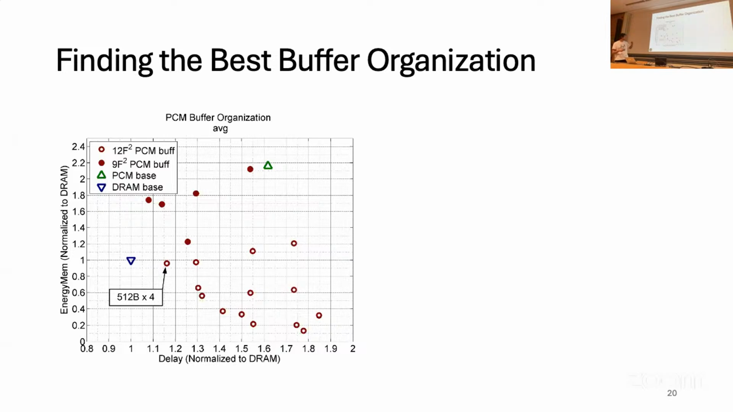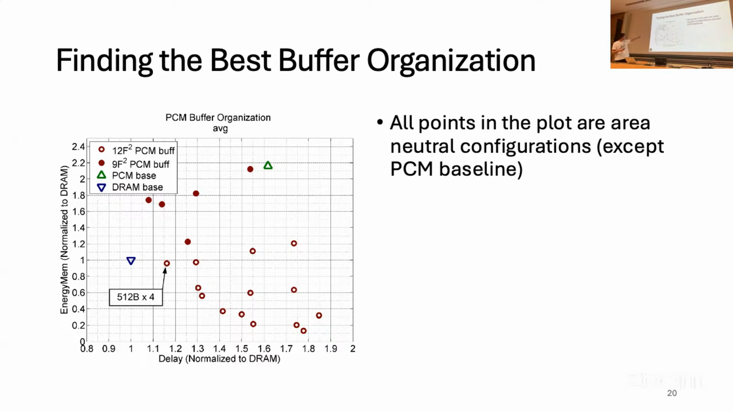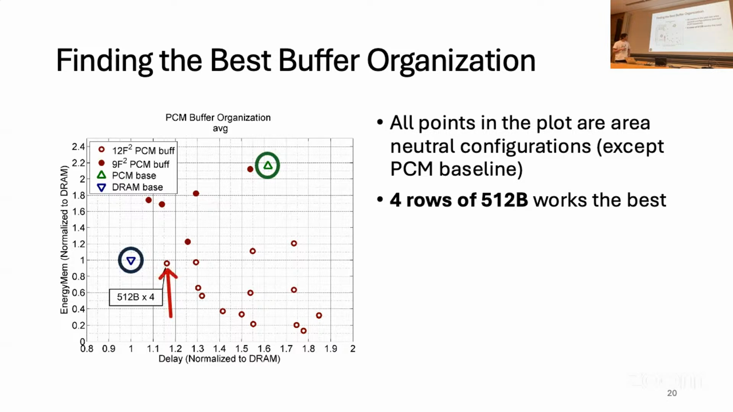So in this graph, we have different configurations, and on the y-axis, we have energy, x-axis, we have delay. And an important note here is that all these points are area neutral configurations, so they don't increase the total area, except the PCM baseline, which is here. So it is quite on the top right, so high energy, high delay, and the DRAM baseline is over there. And so we really want to get from green to blue. And it can be seen quite clearly that this point gets closest, right?